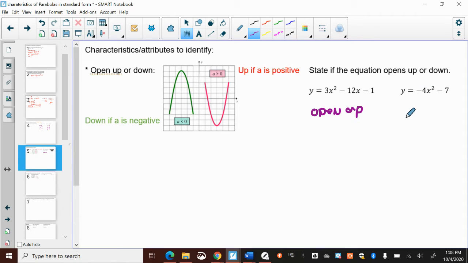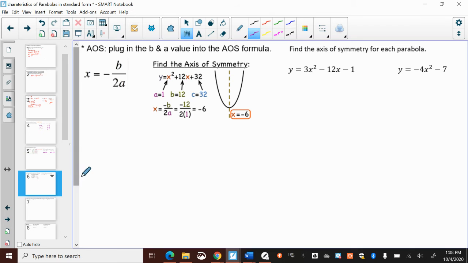And for this one, the a is negative, so it's going to open down. Okay. We need to find the axis of symmetry. It's not as easy as it is in the other format of the vertex form. We do need to use this formula of x is equal to minus b over 2a. And that is going to go ahead and get us the axis of symmetry.